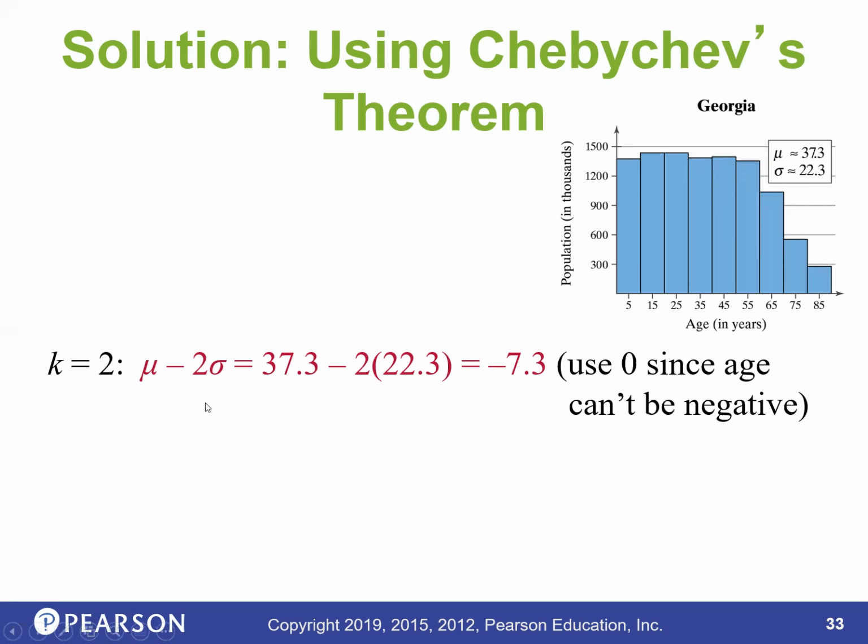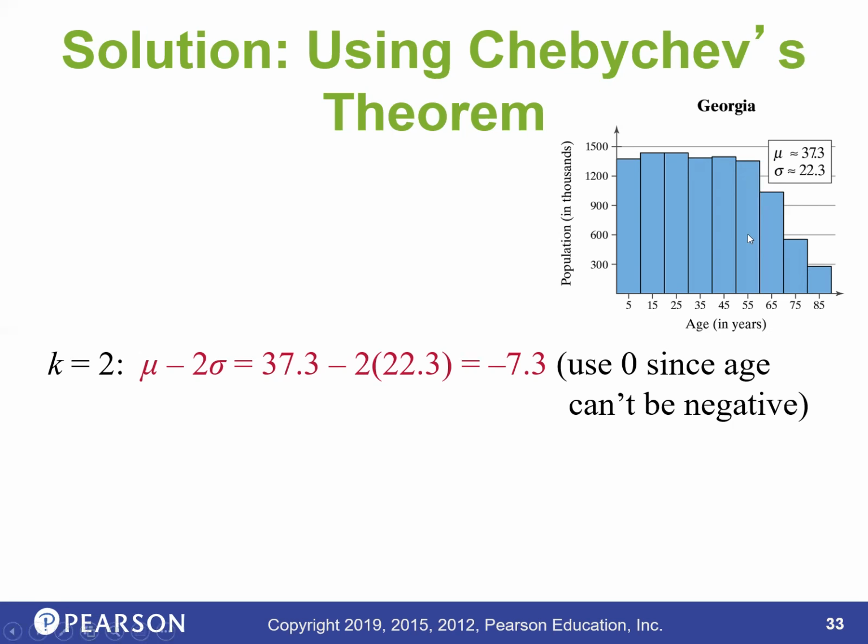Okay, so let's see what it's doing. It's 37.3 here, minus 2 standard deviations away. And the standard deviation is 22.3. Everybody good there? When you do that in the calculator, you wind up with a negative 7.3. What does that mean?